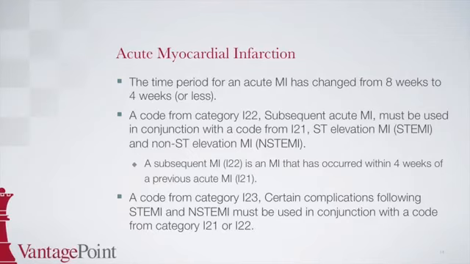So for example, if you had an MI on September 1st, and then another one 2 weeks later on September 15th, the September 15th MI would be coded as a subsequent MI from category I22. A code from I22 must be used in conjunction with a code from I21, which is the acute MI codes. Category I23 is for complications of an ST elevation MI or a STEMI, or a non-ST elevated MI, which is known as an NSTEMI. These codes must be used with a code from I21 or I22.